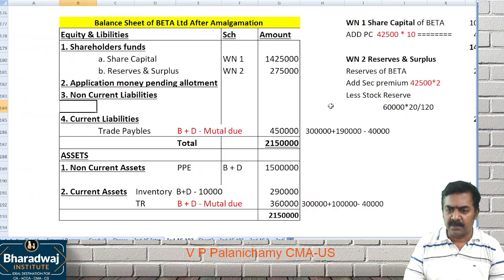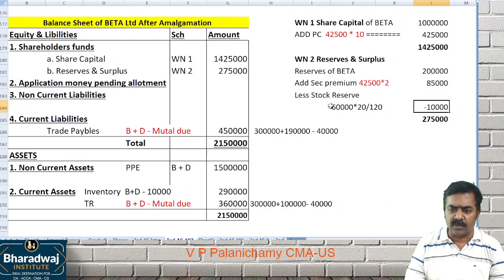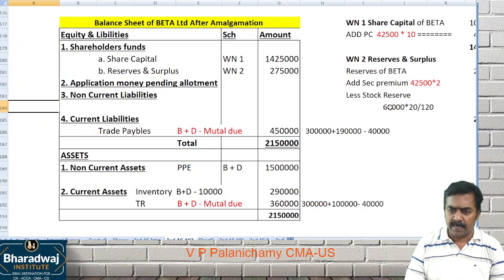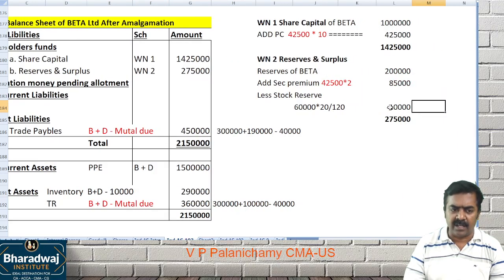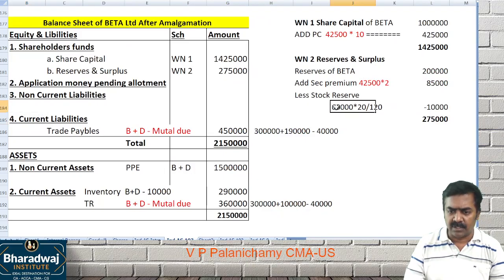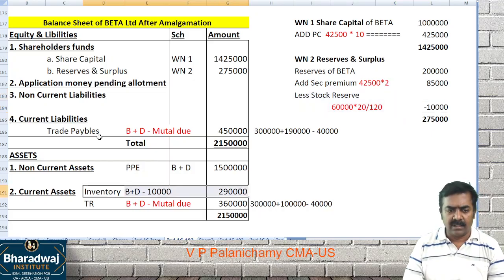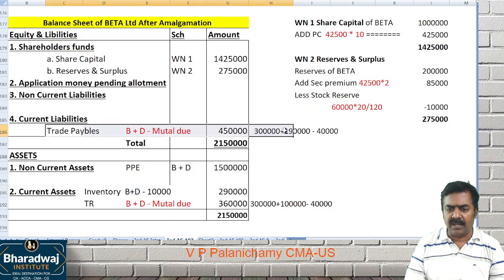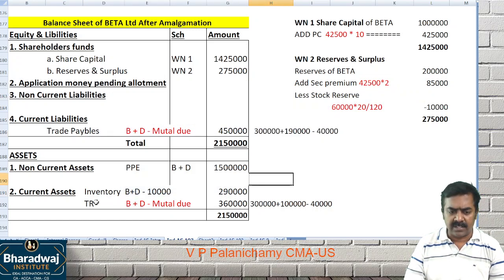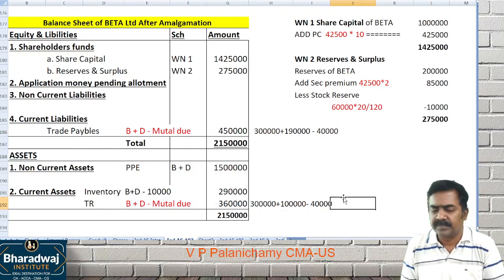What is the purpose of removing stock reserve? To show the stock at what price? Cost price. The journal entry is Inventory account debit to stock reserve account: 60,000 into 20 by 120. This is eliminated from both profit as well as from inventory. Then trade payable, add both, eliminate the mutual amount due. Same way, trade receivable, add both, minus that mutual amount due.